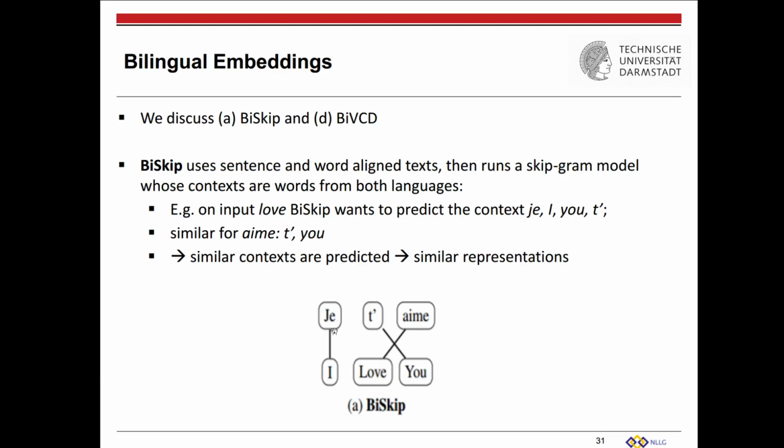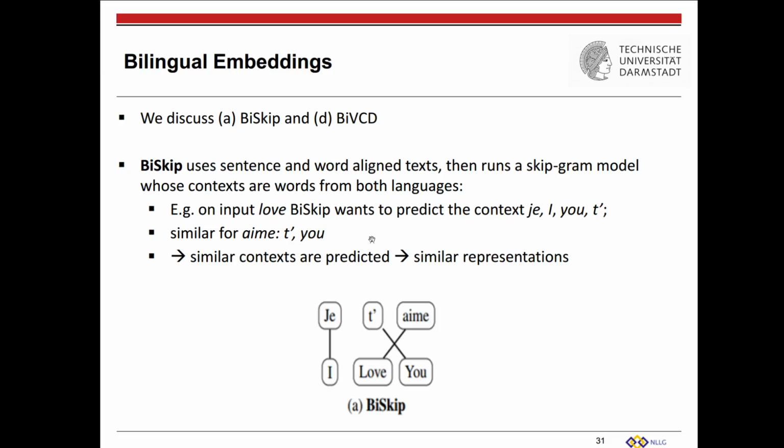And now what BiSkip is doing, it also predicts the translations of these neighbors. So it would also predict je and te, right? So if love comes in, it predicts je, I, you, and te. And similarly for the French word aime, which is the translation of love, it would predict te, and it would also predict the translation of te, which is you. So that's a modification it uses compared to the original monolingual word2vec.